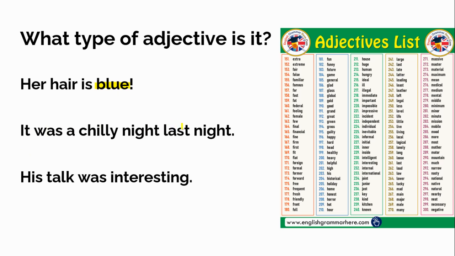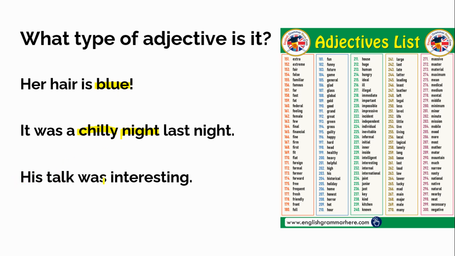It was a chilly night last night. We can see that night is our noun, and right before it is the word chilly, an adjective describing what type of night it was. Since this adjective comes right before the noun, we know it's an attributive adjective.